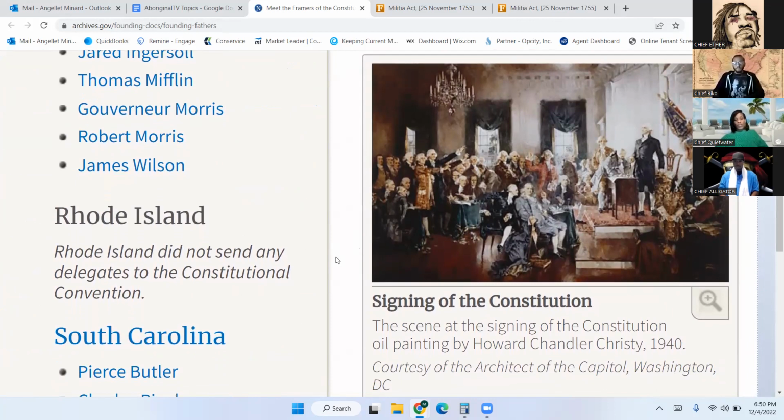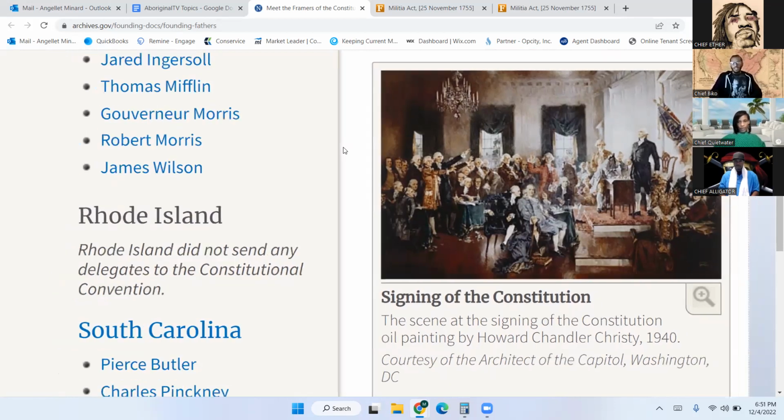Go ahead. I was going to say, I always like to highlight the fact that it wasn't a lot of people to make the changes that they did. There wasn't a lot of people, and we're always including ourselves in the we the people, but just throwing it in people's face, these are the people right here, and they're descendants of these people, not us. Correct. Excellent point. And like you said, it's not a lot of people.